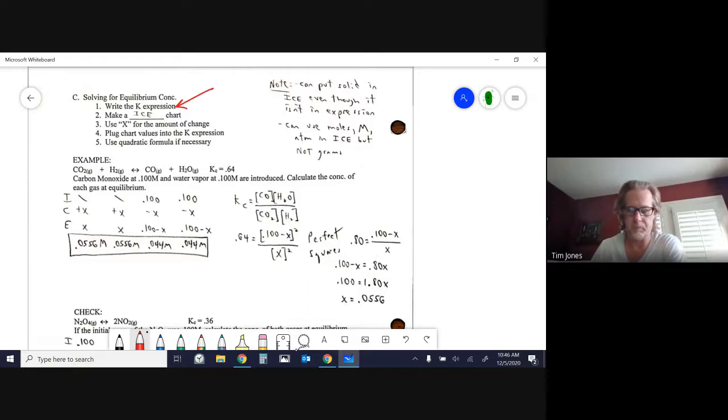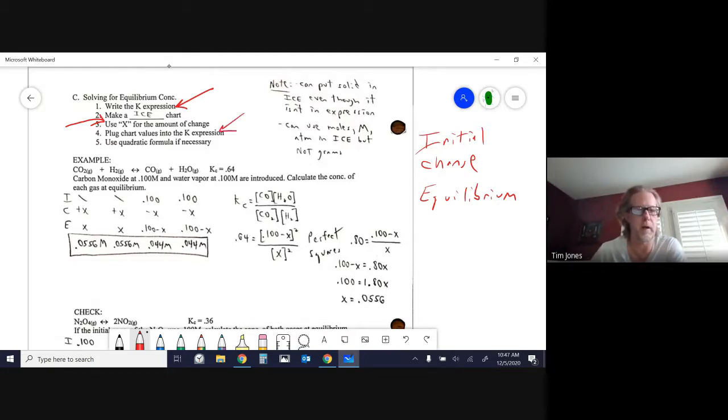Then do an ice chart. Again, when you do an ice chart, I stands for initial, C stands for change, E stands for equilibrium. We used these a couple of times earlier in cases where we weren't in equilibrium. In that case, E stood for the end of the reaction, but right now we're doing the classic version of ice chart where E is equilibrium. Plug in the X for the amount of something that's changing. And then you just fill out the chart, plug in the values into your K expression.